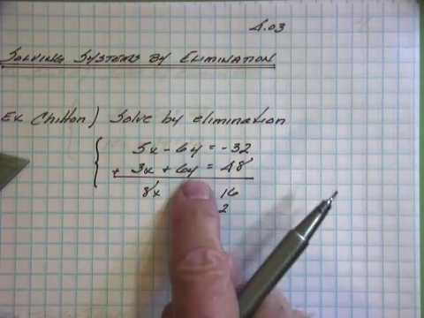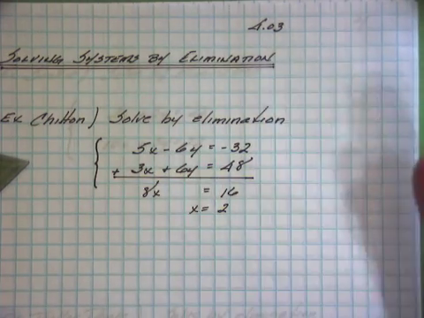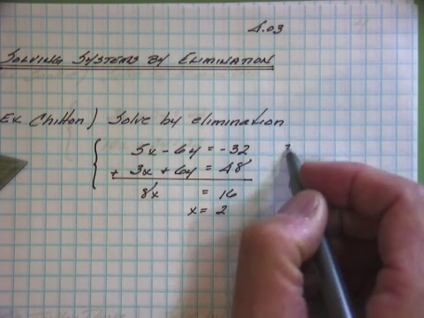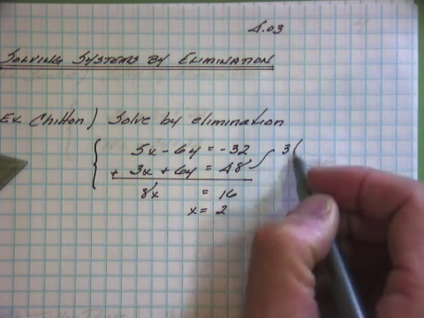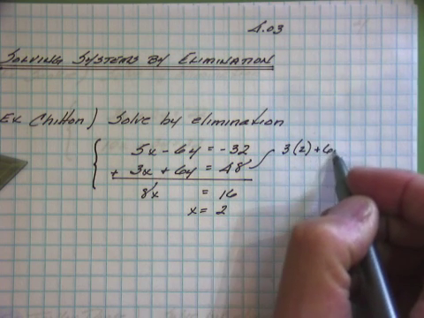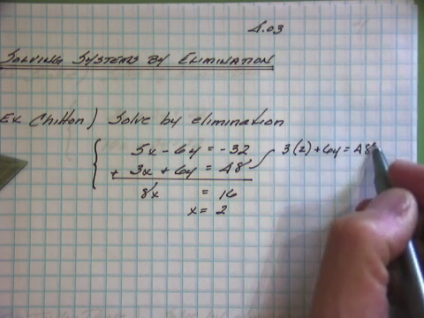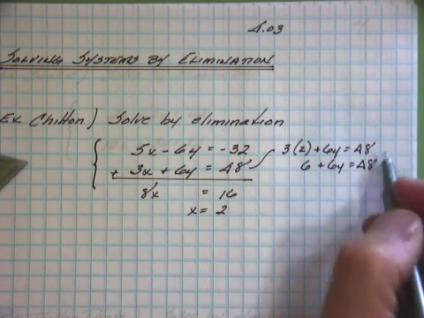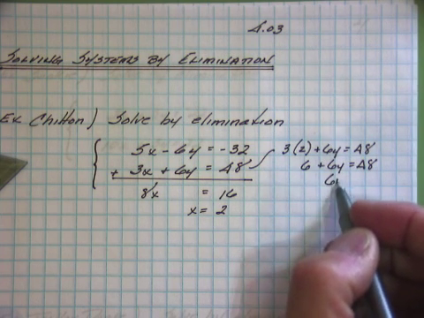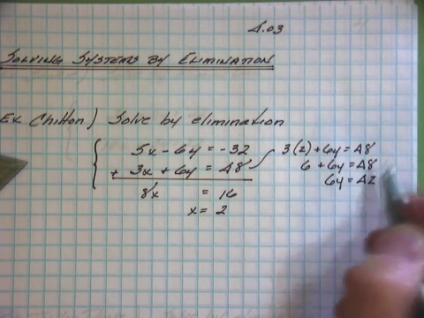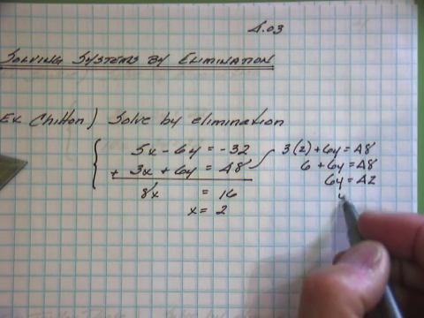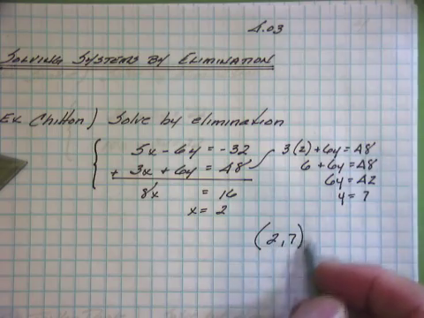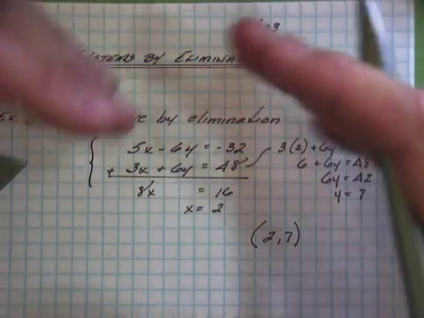We still have to take 2 and put it into one of these two equations. Doesn't matter which one. Pick the one you think the arithmetic will work easiest. I'm going to use the second one: 3 times 2 plus 6y equals 48. So that's 6 plus 6y equals 48. Take 6 away from both sides. 6y equals 42. Divide both sides by 6, and y equals 7. So the solution is (2, 7).